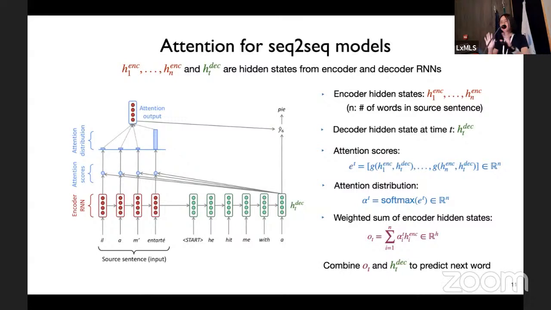I just want to check, is everyone here familiar with all these notations in attention? So I can move a bit fast on this part. Can you just raise your hand if you are familiar with this? Great. Okay, so I'll move a bit fast.